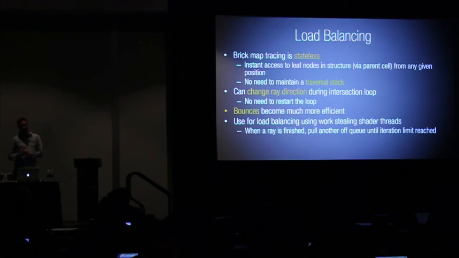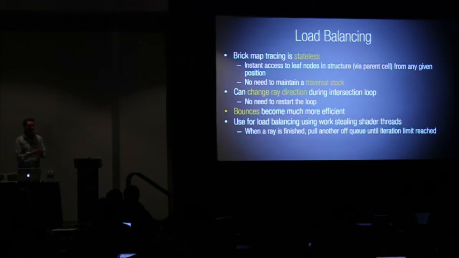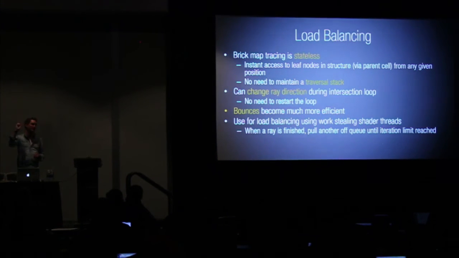Brick map tracing is stateless, which means that at any point, given any position, you can work out the leaf node without requiring any state. You don't need to walk down a tree to find it. You can instantly get there. What that means is that if I'm tracing a ray, I can change the direction of the ray, and where I am in the structure, where I have reached, is still valid. I don't need to start from the top level to be able to continue tracing the ray again. So I can bounce and bend rays easily just in a ray tracing loop.